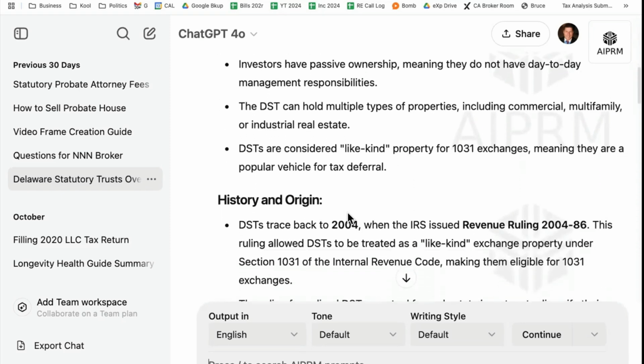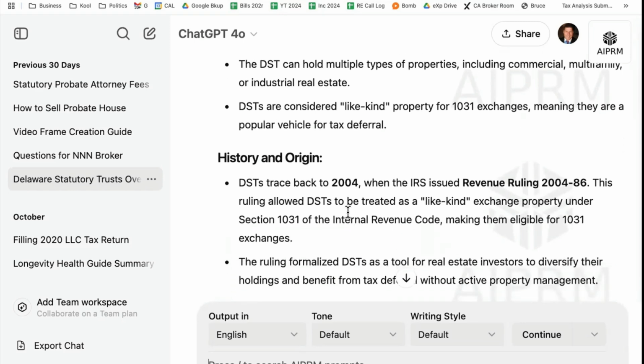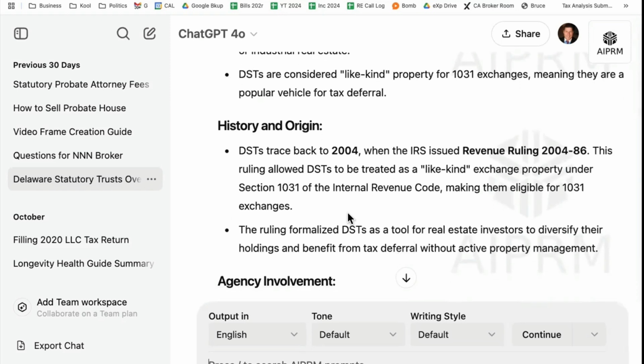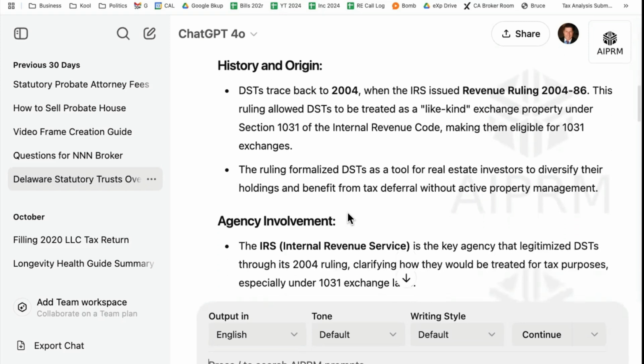Key features. Investors have passive ownership, meaning no day-to-day management responsibilities. And most of you that want to sell your building want to get away from day-to-day management responsibilities, right? A DST can hold commercial, multifamily, industrial, any type of property. They're considered like-kind property for exchanges.